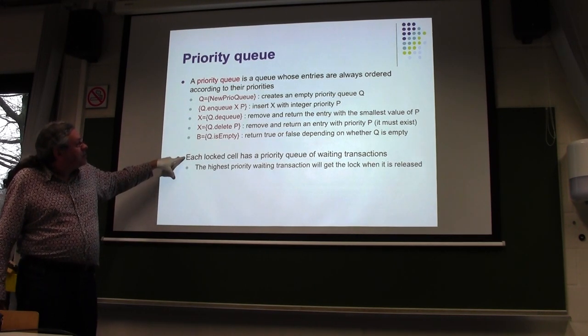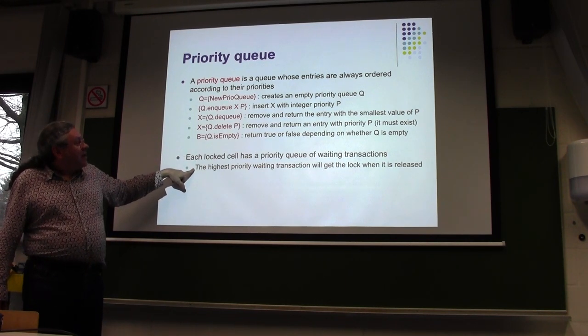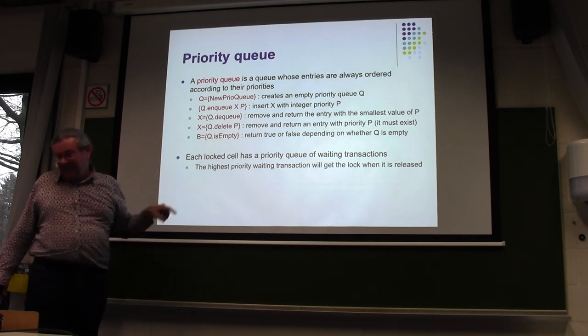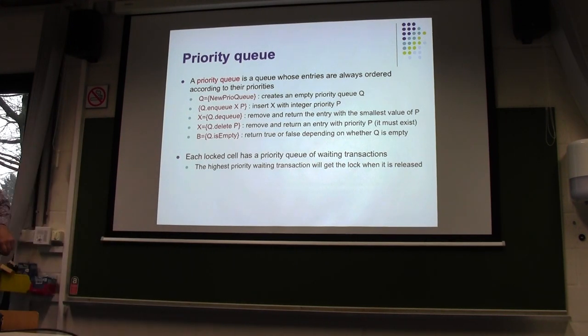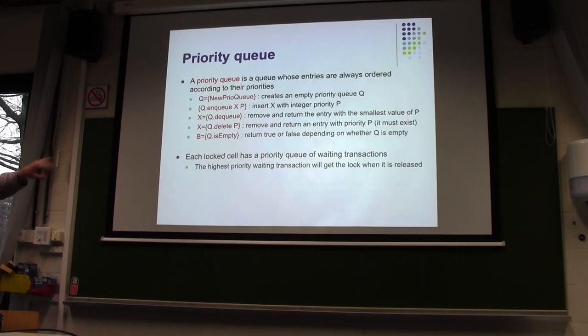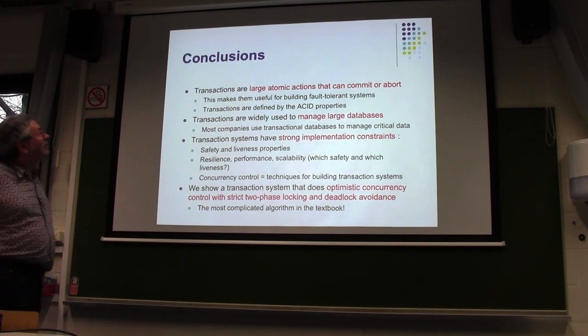So each locked cell has a priority queue of waiting transactions. It guarantees that when the lock is released, the highest priority will get it, okay? That's why you need a priority queue. Okay, so that's it. So you see the real thing, no magic. All the code is there. You see completely how it works, okay? No hand waving, no magic, it's all there.